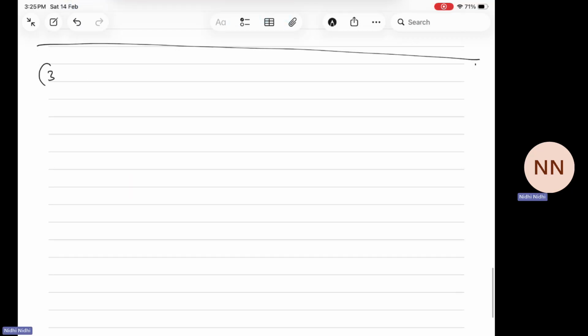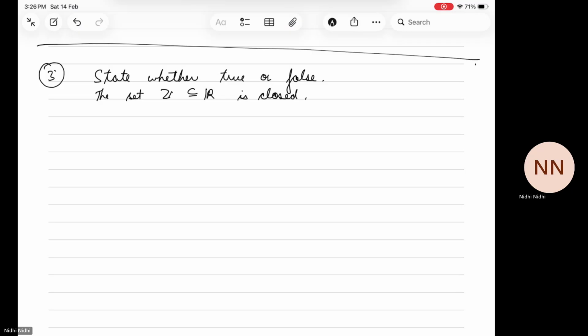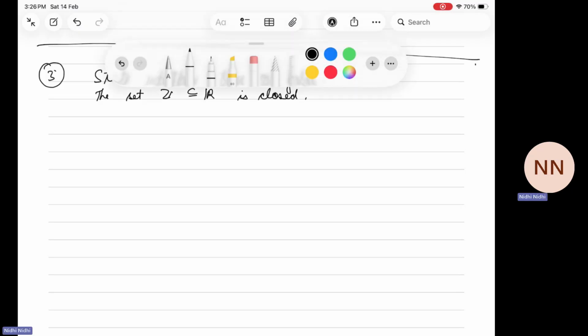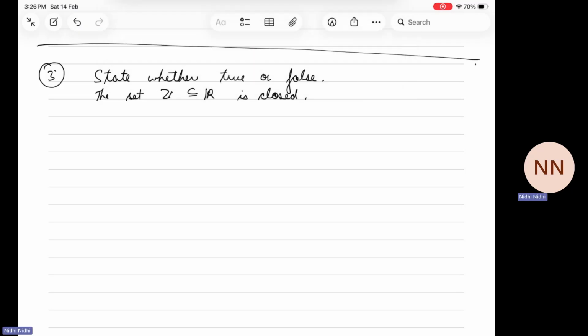Question number 3. State whether true or false: the set Z, a subset of R, is closed. We will show that yes, the set is closed. So for that, we will show that its set of limit points is contained in Z. Solution.